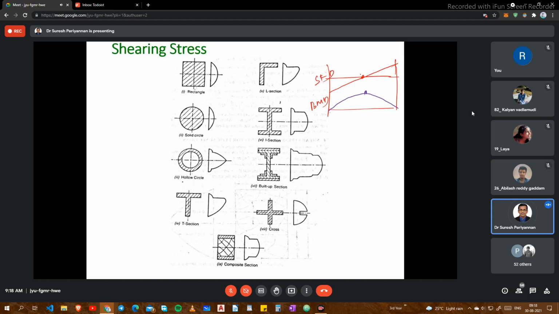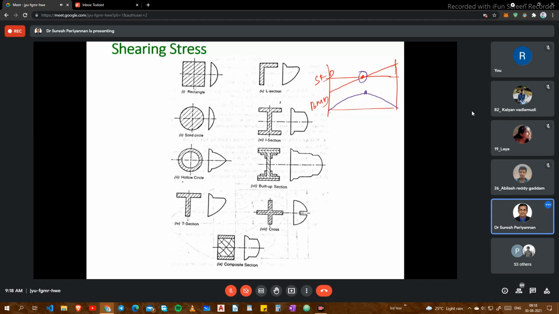So when the shear force changes direction, at that place the bending moment is maximum. In the opposite sense, when the bending moment is 0, at that time the shear force is maximum.